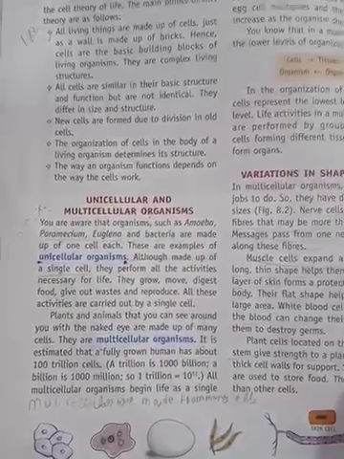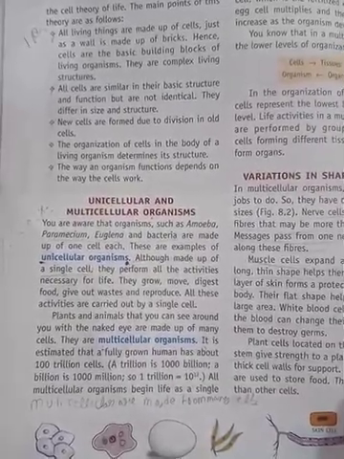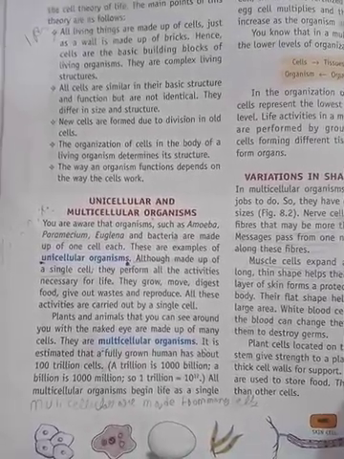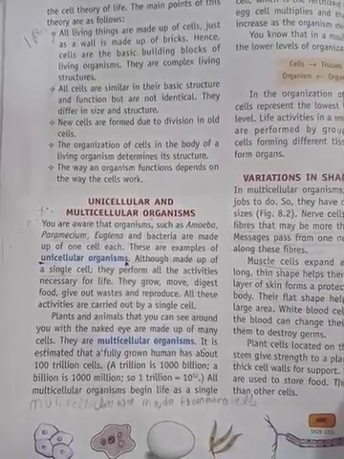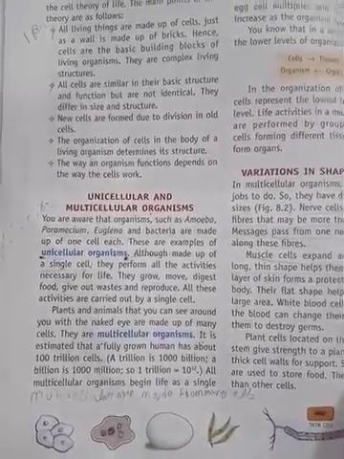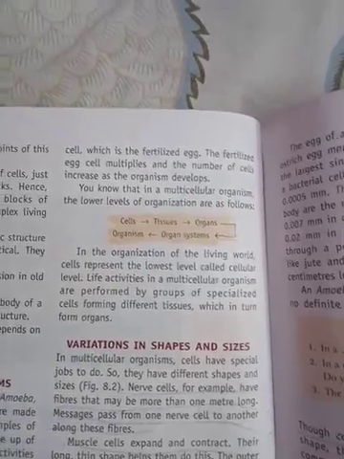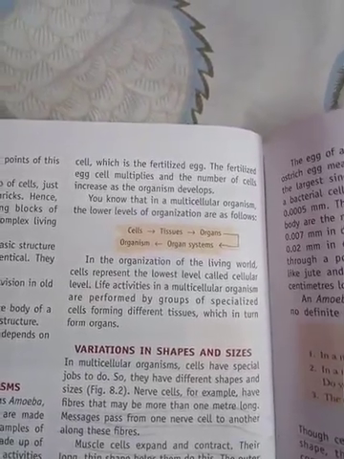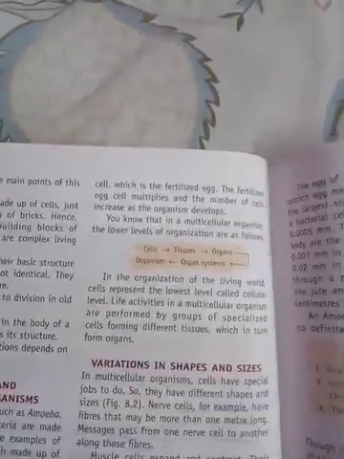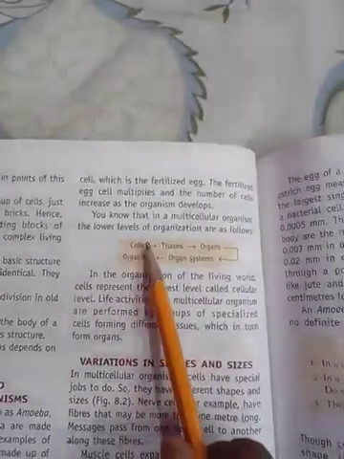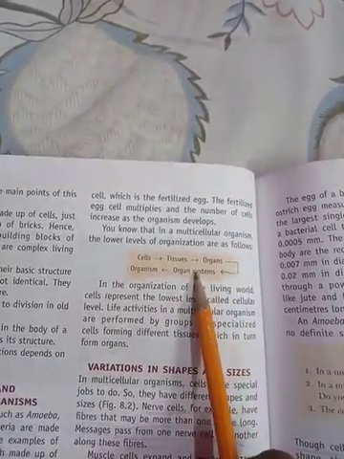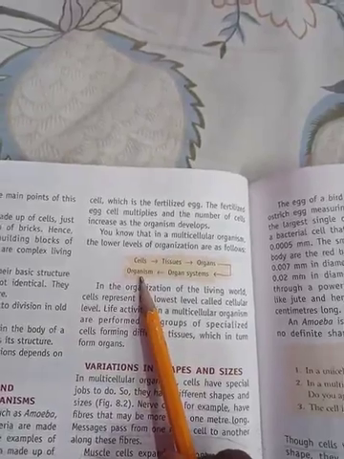Plants and animals that you can see around you with the naked eye are made up of many cells. They are called multicellular organisms. It is estimated that a fully grown human has about 1000 trillion cells. All multicellular organisms begin life as a single cell, which is a fertilized egg. The fertilized egg cell multiplies and the number of cells increases as the organism develops. As we know, in a multicellular organism, cells combine to form tissues, tissues combine to form organs, organs combine to form organ systems, and organ systems combine to form an organism.